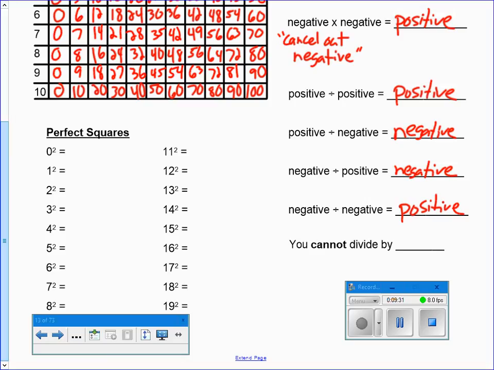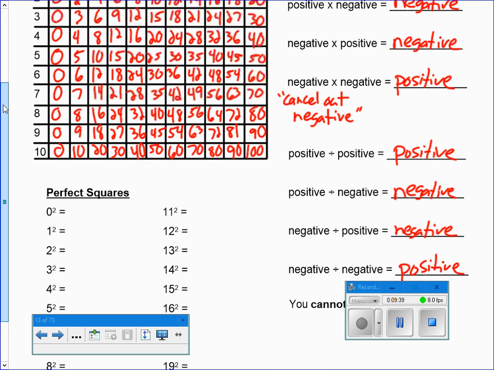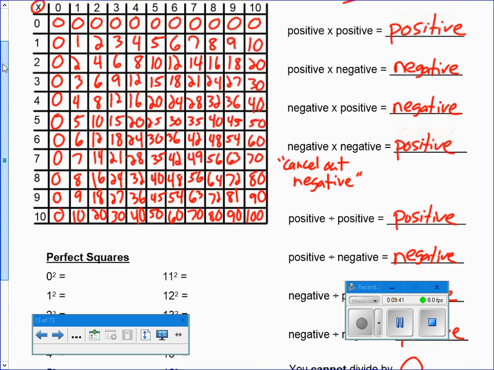One thing important to remember with division is that no matter what you do, you cannot divide by 0. That's the only number you can't divide by. You can divide by fractions, divide by whole numbers, positive and negative, but you cannot divide by 0.